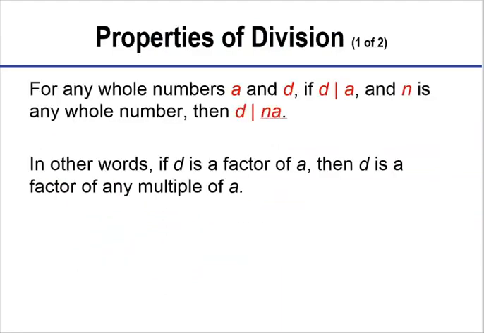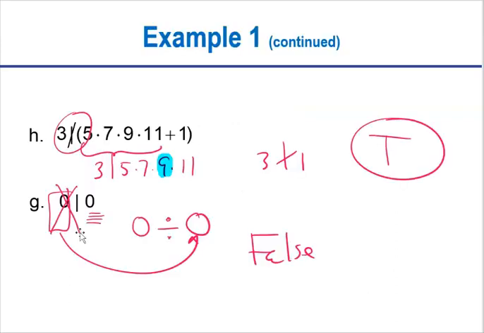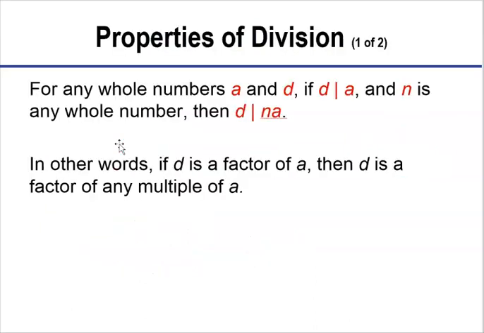How about some properties of division? For any whole numbers a and d, if d divides a and n is any whole number, then d divides n times a. We actually used that idea on a previous question. Let me back up. We'll leave this page a minute. Right here, when we said 3 divides 9, if it divides one of the factors, that means it divides that whole number right there. Now, we could have done this calculation, but notice I didn't. Really what I did is use this property that we just showed you. In other words, if d is a factor of a, then d is a factor of any multiple of a.